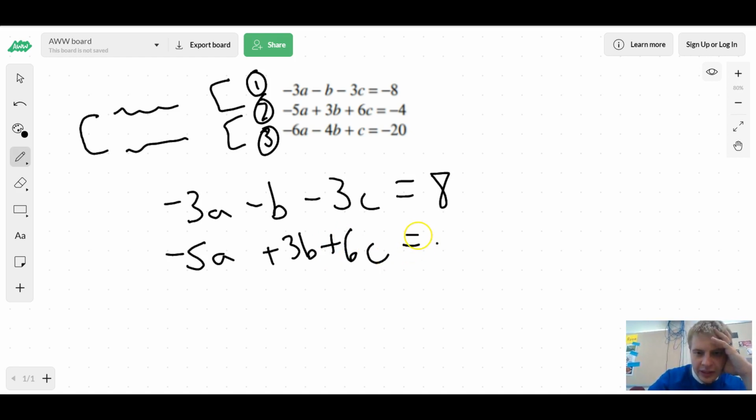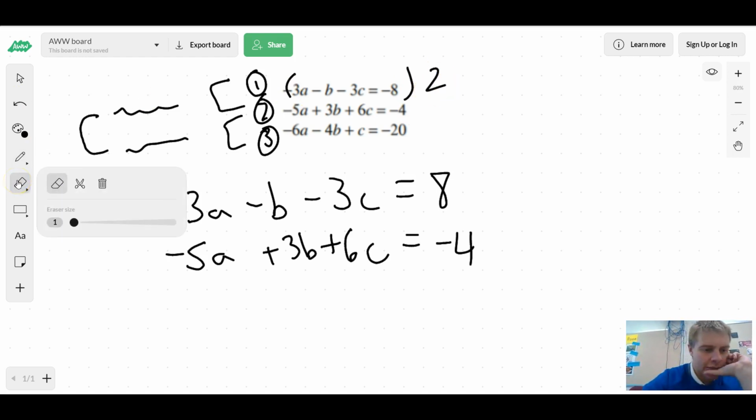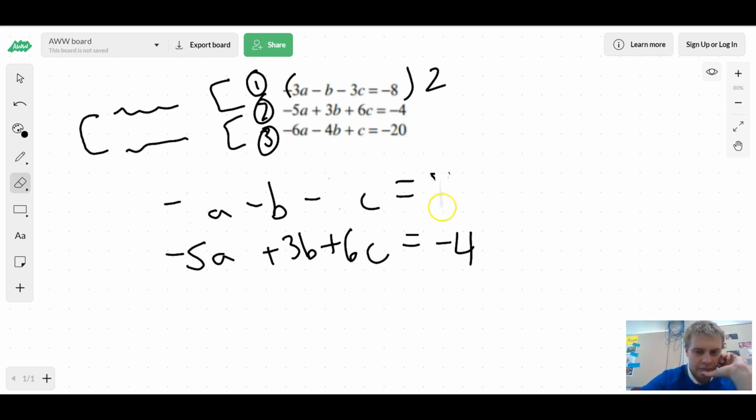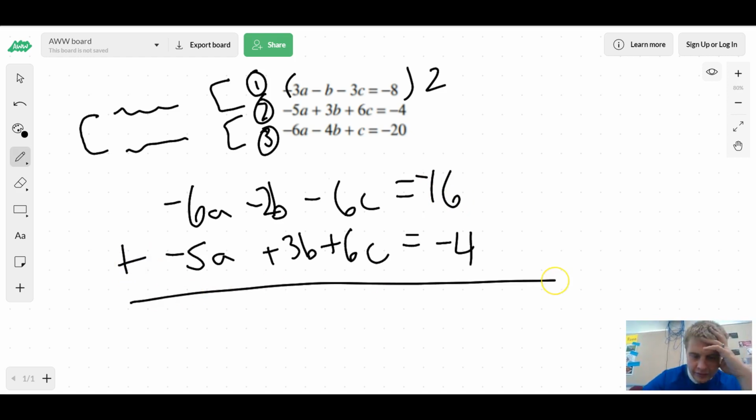And I think what we're going to try to make cancel first is we're going to try to get rid of c. Because I would just have to times the top by 2 to make the c's the same. So I'm actually going to do that. I'm just going to times the top by 2. So I'll get rid of these numbers that I had here. Let's do that. So this would give me 6, 2, and 6, and that would give me negative 16. Now we'll add these together.